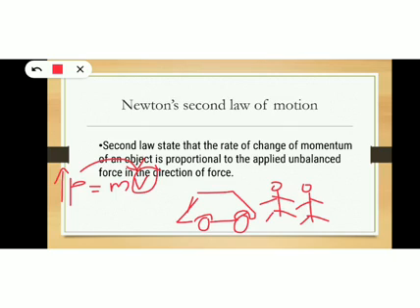And that change in momentum depends upon two factors. What are the factors? The force applied on the car and also the time for which the force was applied. So the change in momentum we can denote by delta P, or let it be change in momentum itself. The change in momentum depends upon two factors: the force applied on the car and the time for which the force was applied.